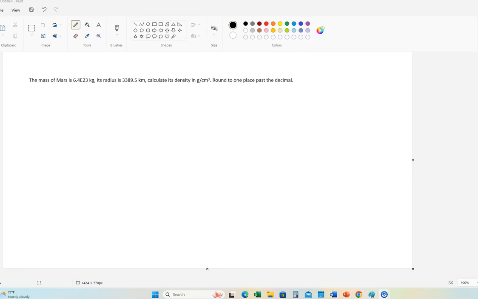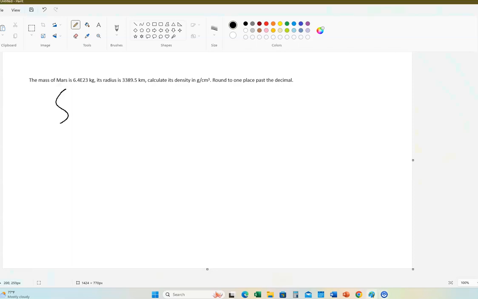All right, so the next one, this is number 7. The mass of Mars is given to us in kilograms. The radius is given to us in kilometers. Calculate the density. Okay, so once again, we just did a problem like this for Mercury. The density is the mass divided by the volume. Of course, the mass has to be in grams.